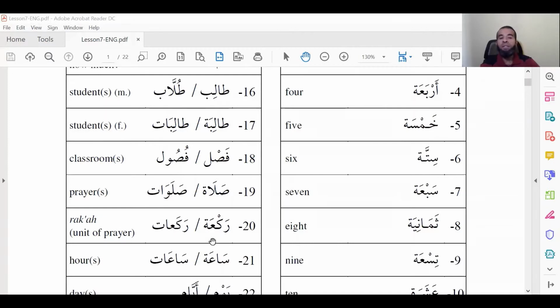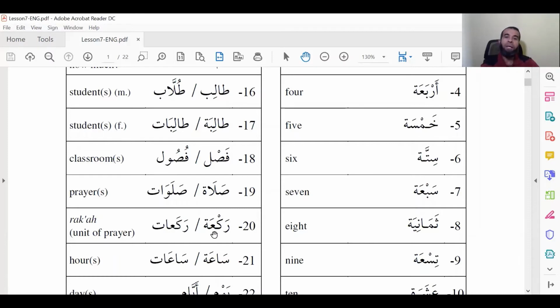Now let me ask you, how many rak'ah are, for example, in Salat al-Fajr? What is the dual for rak'ah? Rak'ah, this ta marbuta changes into open ta, then it will be rak'atan. So, كم ركعة في صلاة الفجر? You can say في صلاة الفجر ركعتان, 2 rak'ahs.